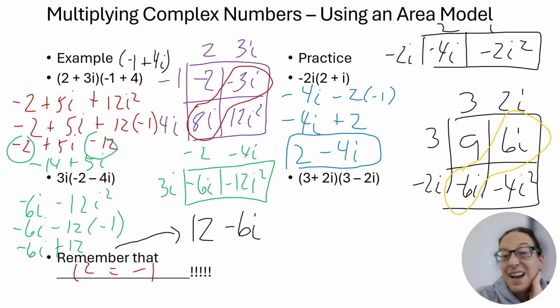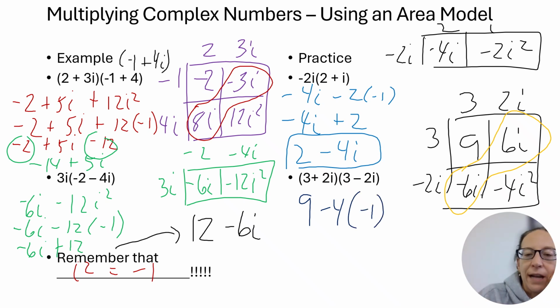Now on this one, check it out. 6i minus 6i is 0. So we actually don't have a middle term on that one, and we'll end up with 9 minus 4. And right now you could write i squared, or you can remember, hey, i squared is equal to negative 1. Negative 4 times negative 1 is positive 4, and 9 plus 4 is 13.